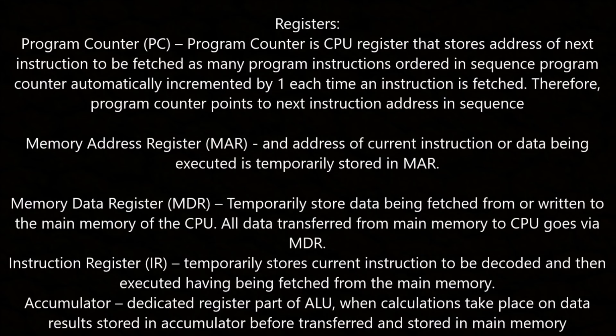The MAR holds the address of the current instruction or data being executed, and they're temporarily held in the MAR. The MDR temporarily stores data being fetched from or written to the main memory of the CPU, and all data transferred from the memory to the CPU goes via the MDR. The instruction register temporarily stores the current instruction to be decoded and then executed, having been fetched from the main memory. And the accumulator is a dedicated register, part of the ALU, where calculations take place on data, with results stored in the accumulator before being transferred and stored in the main memory.